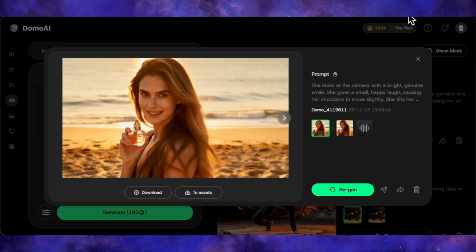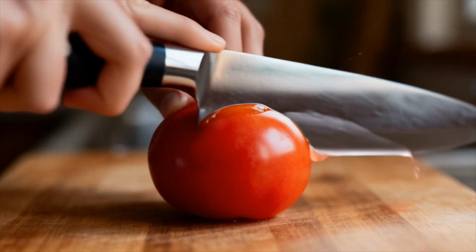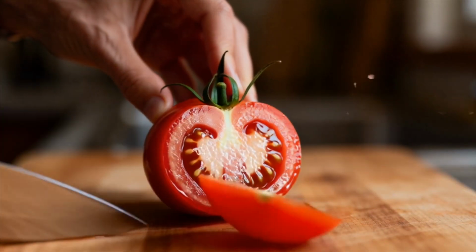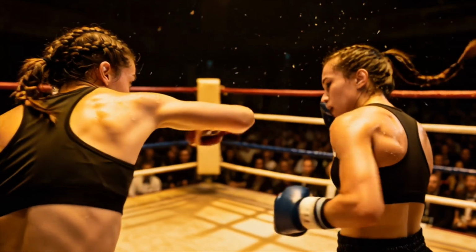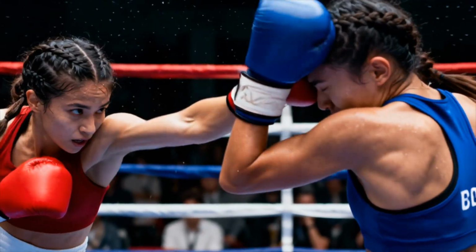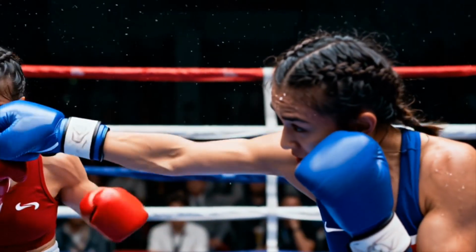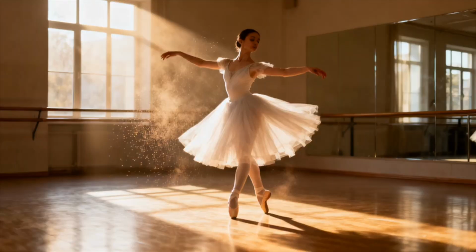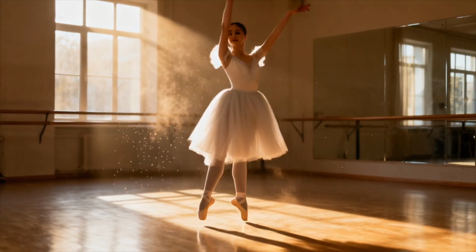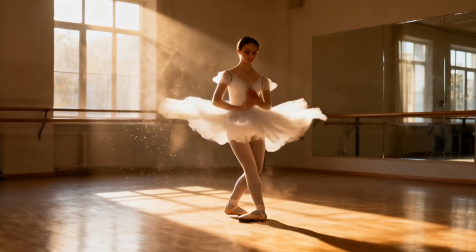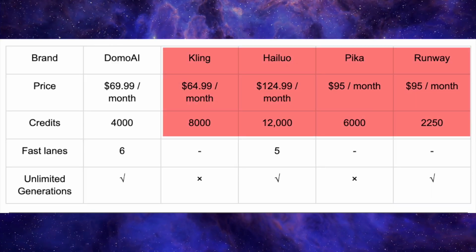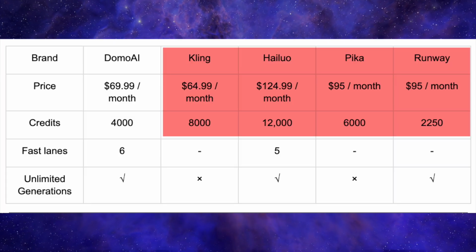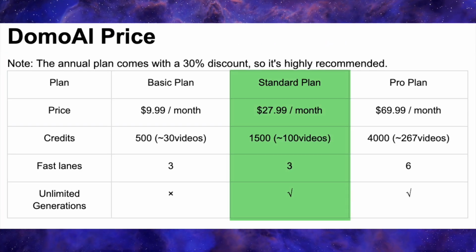So, let's bring it all back. Is DomoAI a true competitor to Kling? Absolutely. Its ability to generate incredible action sequences, fluid character animations, and high-quality lip sync is undeniable. But its ultimate trump card is the pricing. While competitors like Runway and Pika charge anywhere from $65 to over $125 for their top-tier plans, which still have limits, DomoAI's standard plan is just under $28.